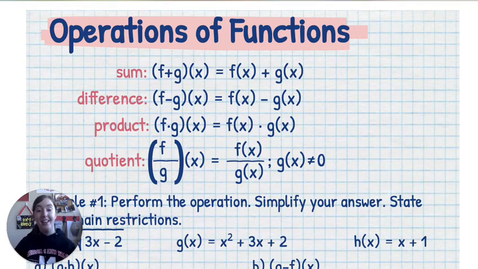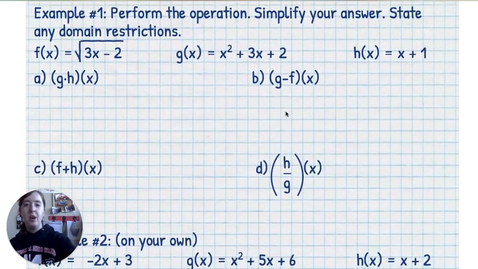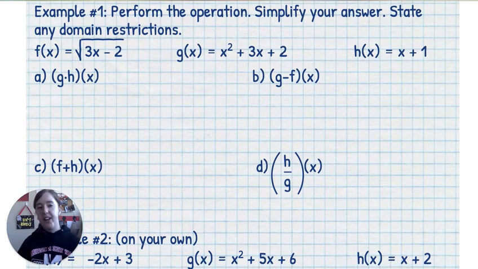And remember that we can't divide by 0. So this works exactly how you think it would. There are no little tricks or weird things about it. So we want to perform the operation and simplify our answer and then state any domain restrictions, or we're just going to put what the domain is.